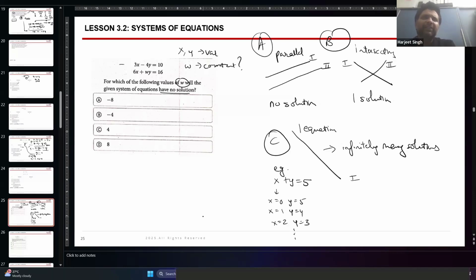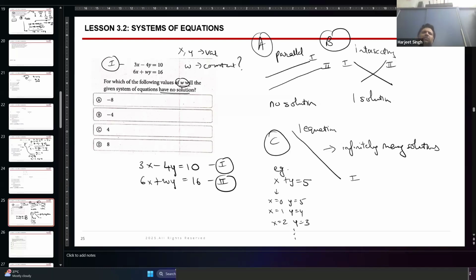So the first equation is 3x minus 4y equal to 10. The second equation is 6x plus wy equal to 16. Now what are they asking? They are asking what is the value of w such that the system of equations has no solution, which means they are parallel to each other. If they are parallel, can I say their slopes are equal?